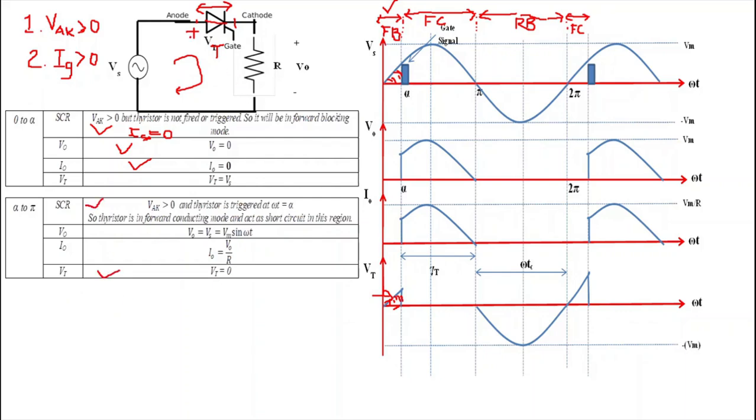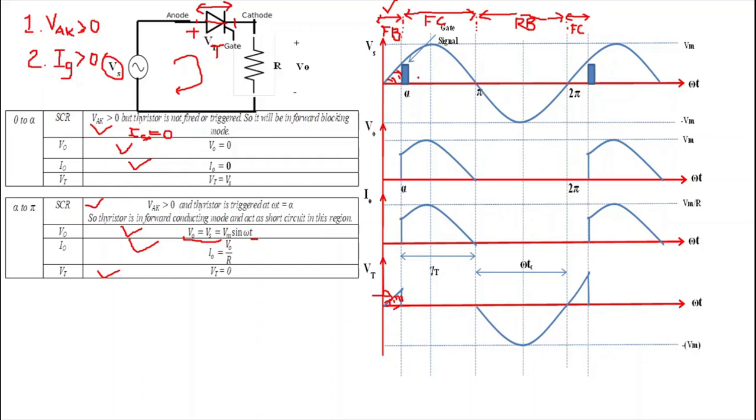Okay, so when it is 0, now what is the current I0? I0 is simply equal to V0 by R. And what is V0? When the thyristor is short circuited, then this voltage source Vs will appear across the output. That's why V0 is equal to Vs.